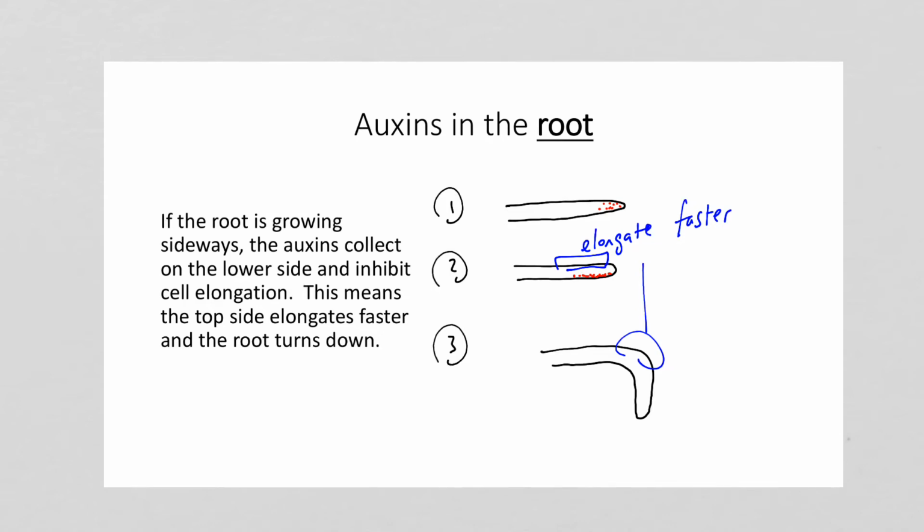So auxins play a role in cell elongation in both the root tip and the shoot tip. In the shoot, they stimulate cell elongation, and they move away from the light. In the root tip, they inhibit cell elongation and they move with gravity.